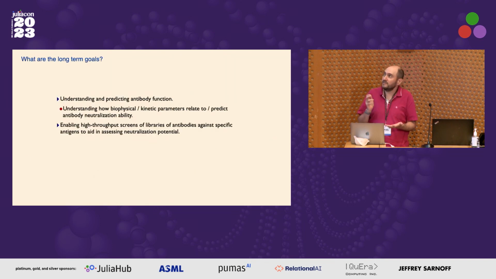The goal of this project, or Omer's lab and our work with them, is to try to understand and predict antibody function. Specifically, what I'm going to tell you about today and what we're working towards is, can we understand how biophysical and kinetic parameters of this process might help in predicting antibody neutralization, that is, the ability of an antibody to bind antigens like COVID. Another goal is, can we enable high throughput screens where they can compare a whole lot of antibodies against a single antigen to assess which ones might be best at neutralizing that antigen in some sense.